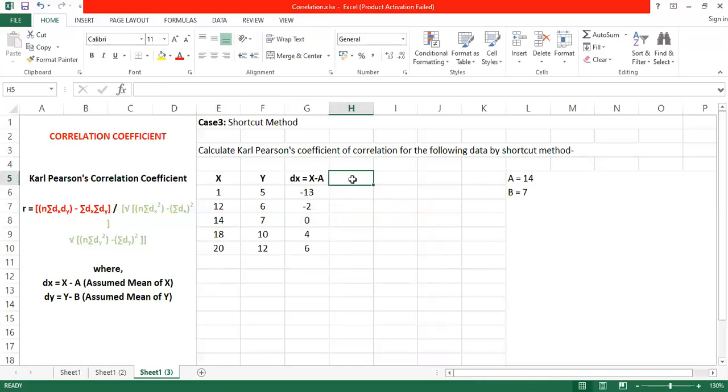Next thing, if we do it for dy, dy will be y minus b, right? So, see, y is 5, b is 7, so it is minus 2. 6 minus 7, so it is minus 1. 7 minus 7 is 0. 10 minus 7, so it is 3. 12 minus 7, so it is 5. Right? Now, take dx square.